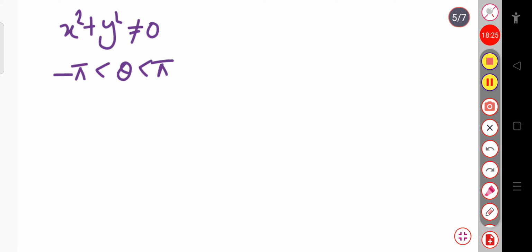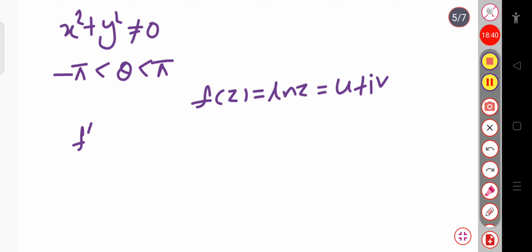Here we are defining f(z) equal to log z, which we have written in the form u + iv. If I take the derivative with respect to x, that will be f'(z). This will be equal to ∂u/∂x + i ∂v/∂x.